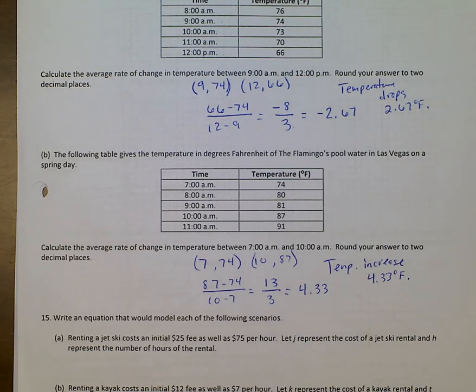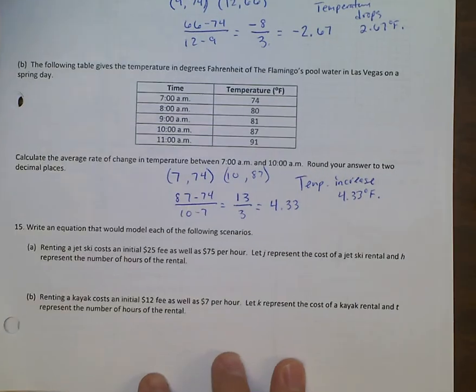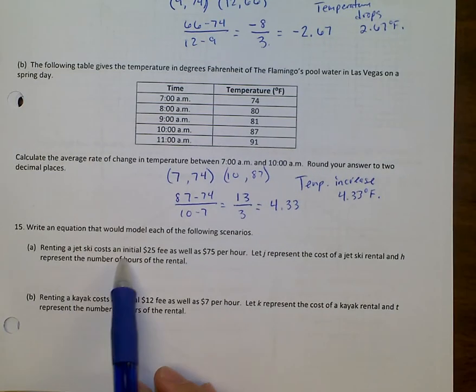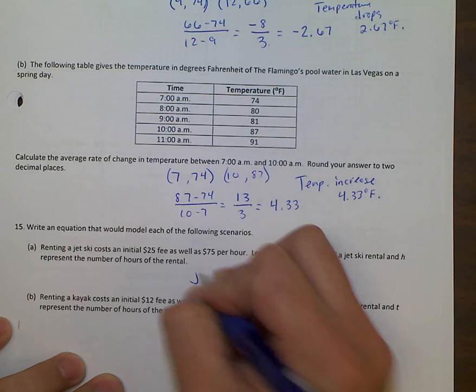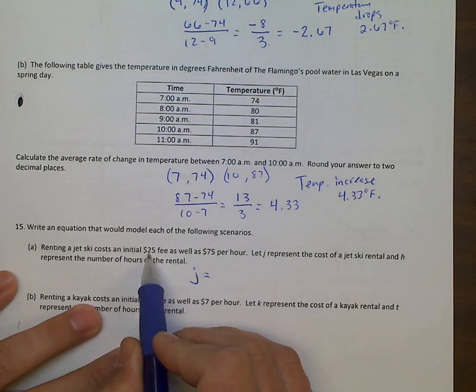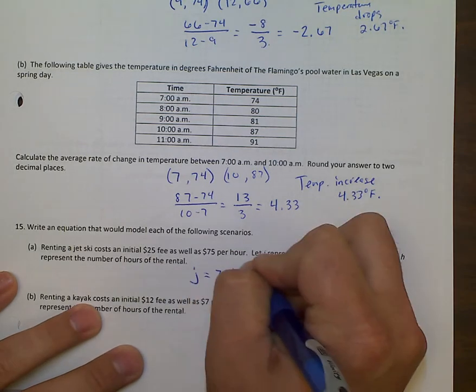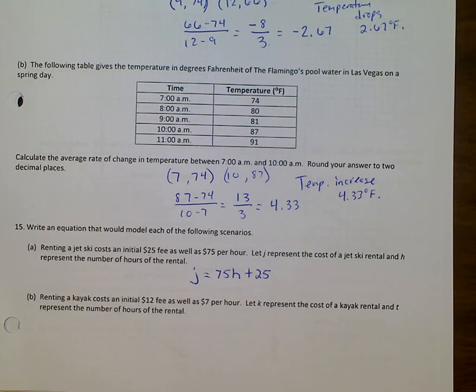Okay, write an equation that would model the following scenarios. Renting a jet ski costs an initial fee of $25 as well as $75 per hour. Let J represent the cost of the jet ski and h represent the number of hours. So the cost, J, equals an initial fee of 25 plus 75 per hour. So I'm going to do 75 per hour plus an initial fee of $25. And that's all we have to do, just write an equation.